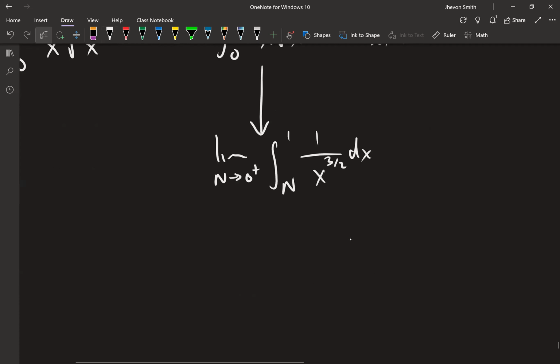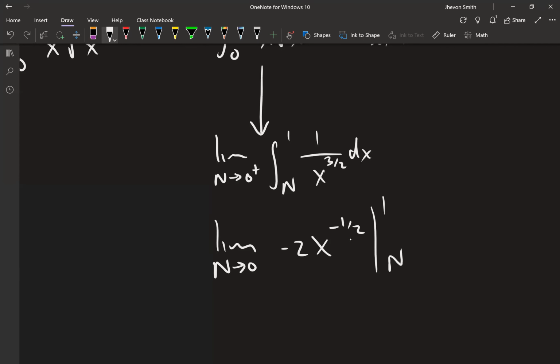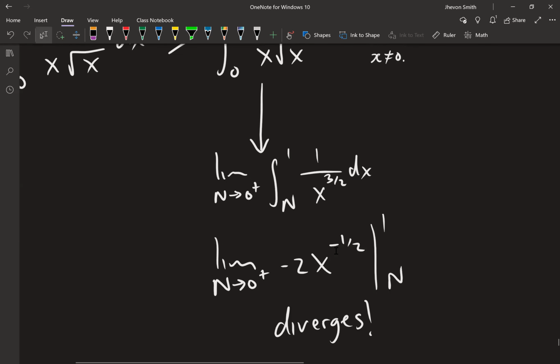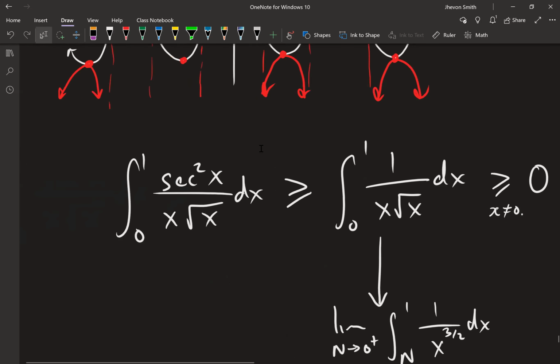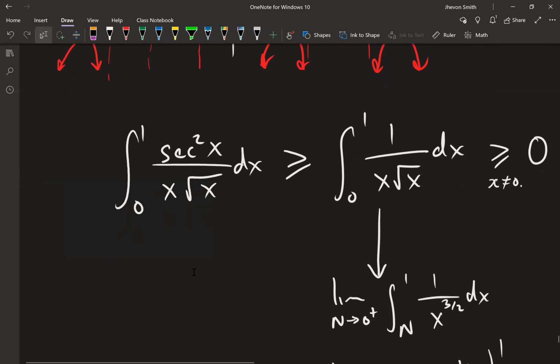That's x to the minus 3 over 2. You add 1 to the power, you get minus 1 over 2, divide by the new power. Limit as n is approaching 0. What you're going to notice is that if I plug in 0 into the x to the minus blah, blah, blah, this guy diverges. Of course, he's going to diverge off to infinity. This thing is blowing up. So this guy here is going to diverge by direct comparison.